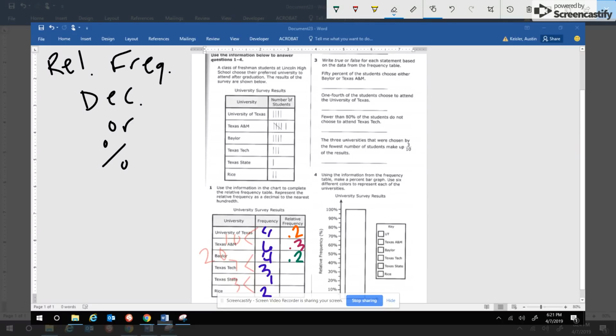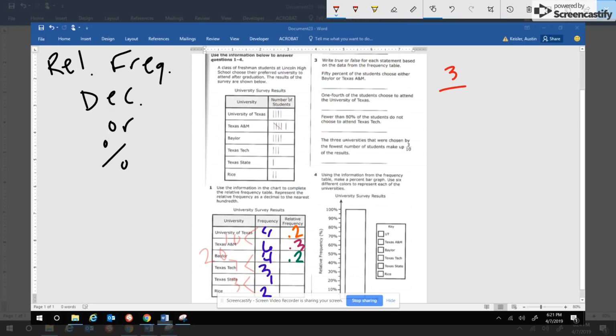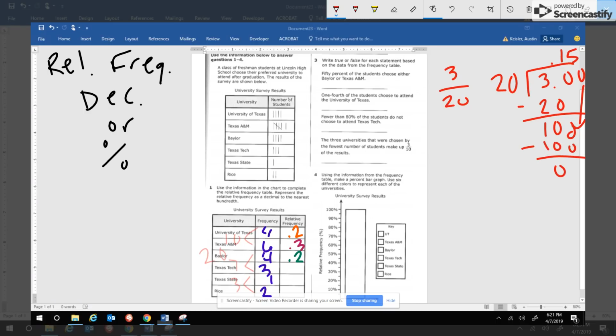Texas Tech was 3 out of 20. So I'm going to divide 3 by 20. Got to add a decimal and a 0. 20 goes into 30 one time. When I subtract, I get 10. So I'm going to bring down another 0. And 20 goes into 100 5 times. So Texas Tech had 15 hundredths or 15%.